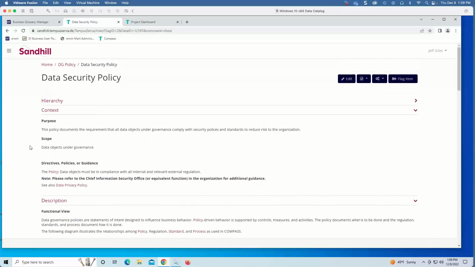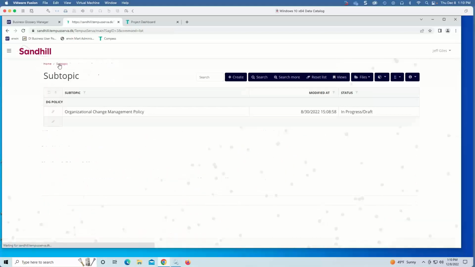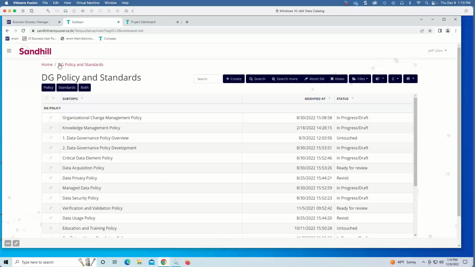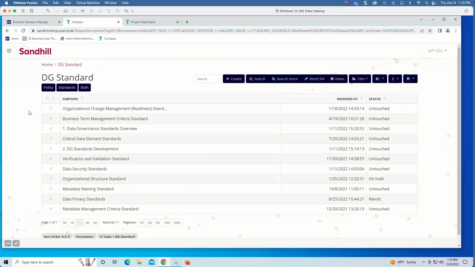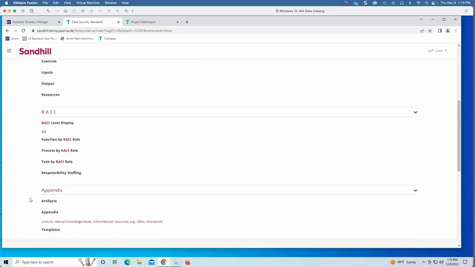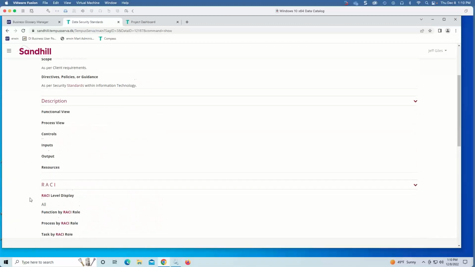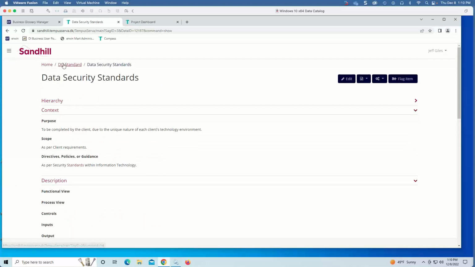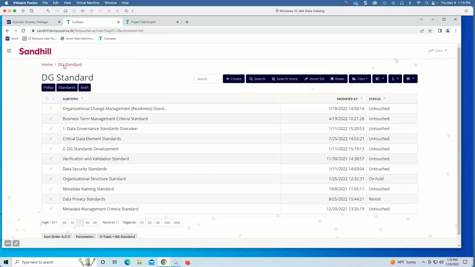In addition to looking at policies, I would probably want to know about certain standards as well. So I can click on standards here and I can see that there are some standards. We've also got data security standards. When I look at this, I can have a description of the data security standard and I can look into that in more detail.